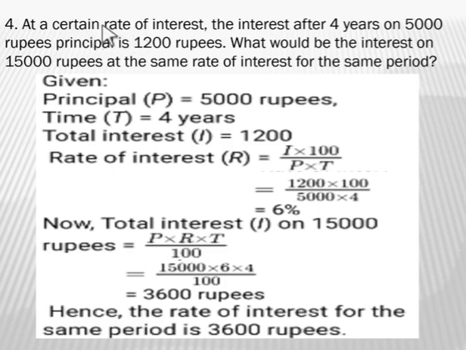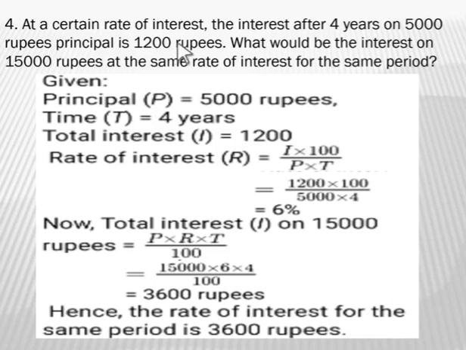Now what is given? At a certain rate of interest, that is rate of interest is not given here. Interest after 4 years, that is the time is given. Time is 4 years. Now interest after 4 years on 5,000 rupees. So what is 5,000 rupees? It is the principal. The interest after 4 years on 5,000 rupees principal is 1200 rupees. So here interest is 1200 rupees.